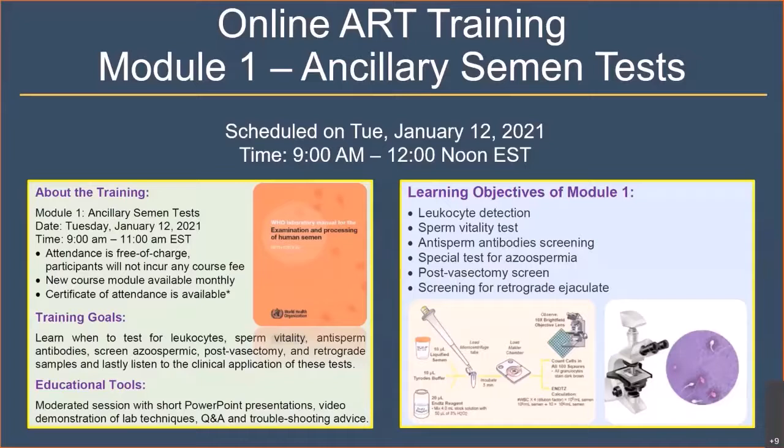So this is today's program. The learning objectives today: we have a very, very good program, and you will see this is part of the semen analysis, and it is like a hidden gem. Most people will not know many of these tests that are done as part of semen analysis as indicated. So we are going to discuss leukocytospermia or detection of white blood cells or infection, sperm vitality testing, anti-sperm antibody screening, special tests for azoospermia, post-vasectomy screen, and screening for retrograde ejaculate.